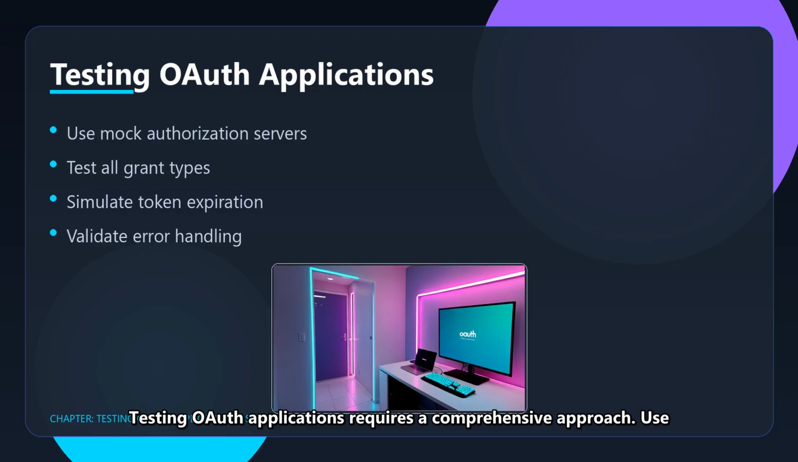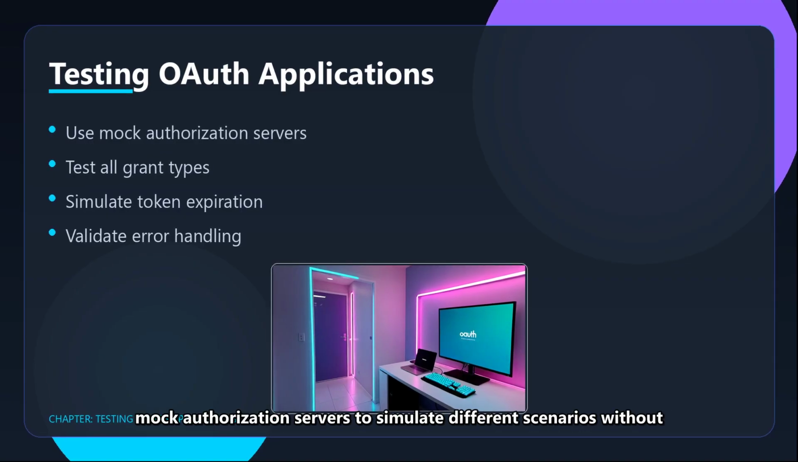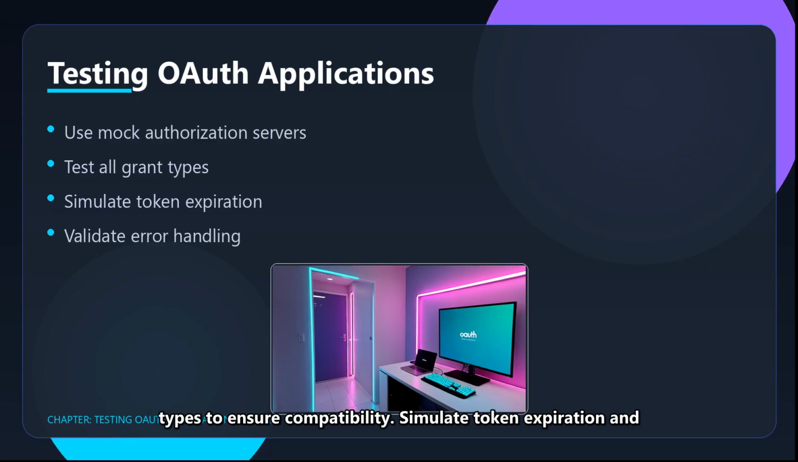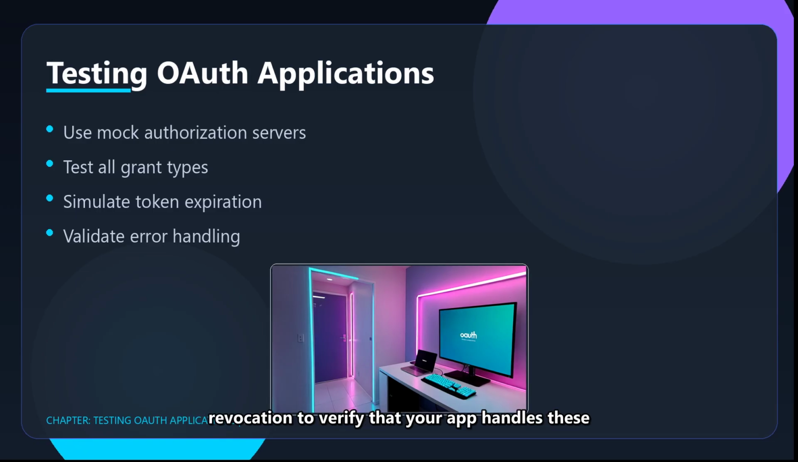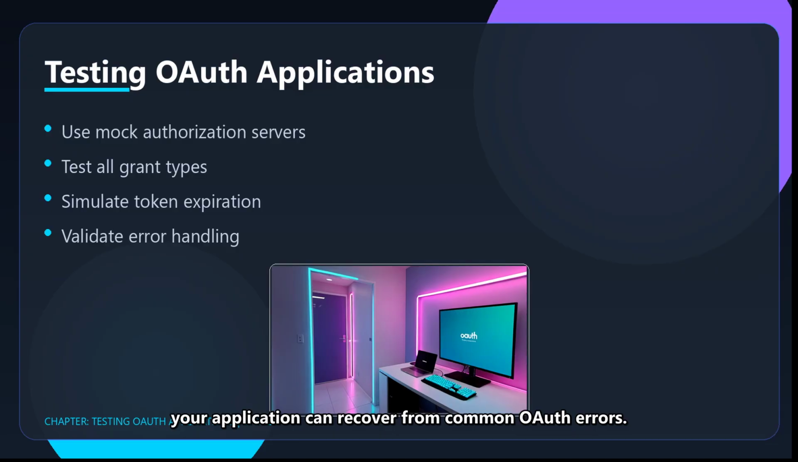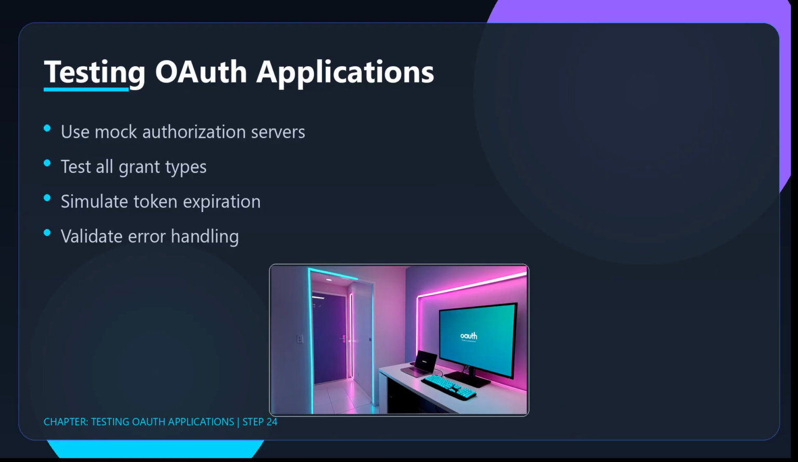Testing OAuth applications requires a comprehensive approach. Use mock authorization servers to simulate different scenarios without relying on real providers. Test all supported grant types to ensure compatibility. Simulate token expiration and revocation to verify that your app handles these cases gracefully. Finally, validate error handling to ensure your application can recover from common OAuth errors.